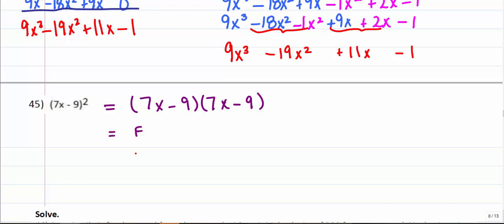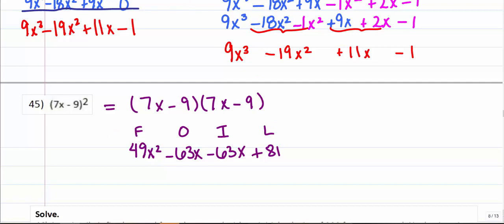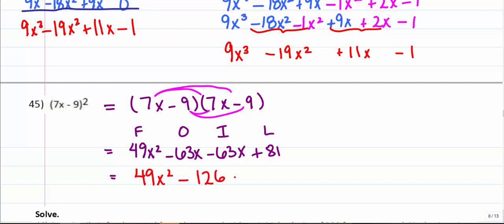So if I do first, I get 49x squared. On the outside, I get, because 7 times 9, and that's negative, so negative 63x. I get another negative 63x here, and then I get a positive 81 for my last terms. So if you were to do just first, outer, inner, last. Now you can simplify this because the two middle terms can be combined. And so when I add those 63s, I add them and keep it negative. And now I've got my final answer.